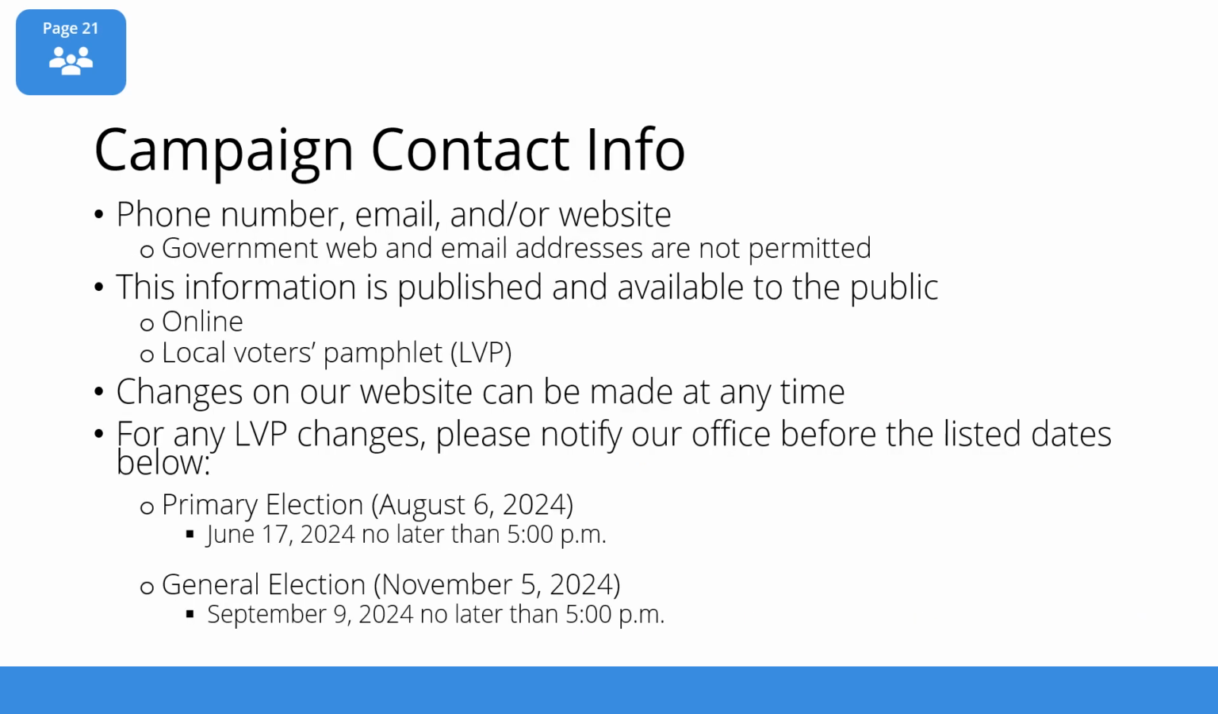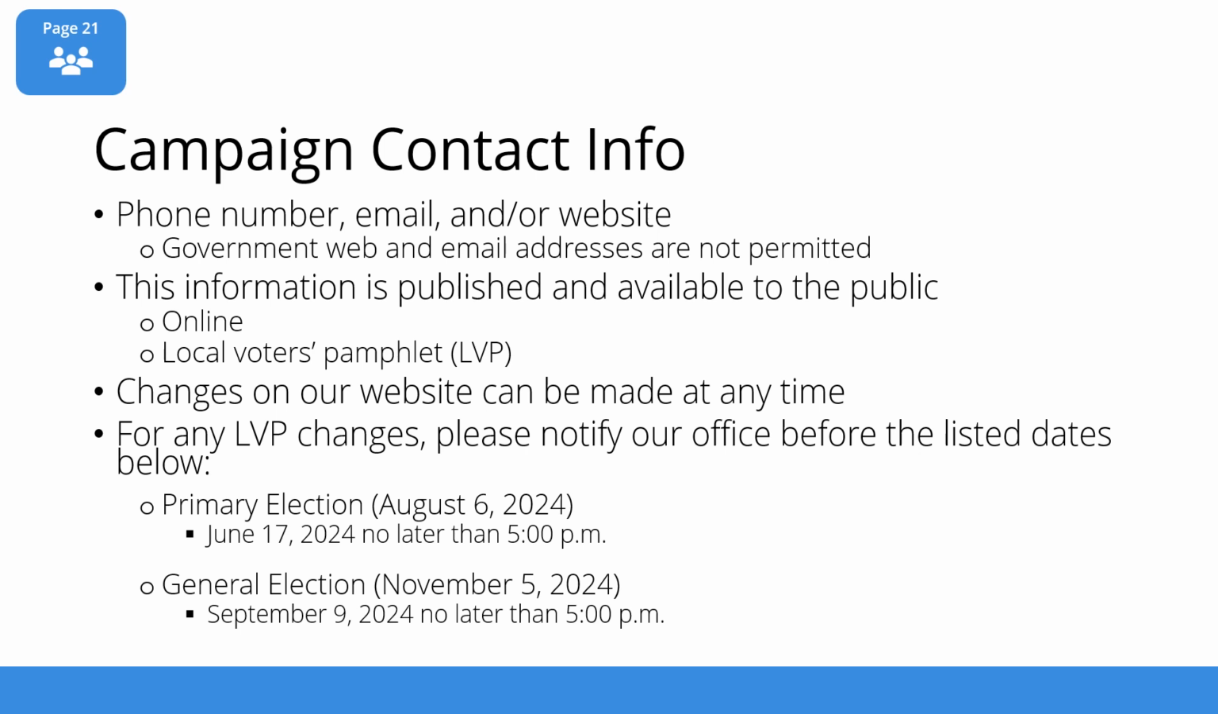Campaign contact information can be provided in the Declaration of Candidacy. Campaign contact information can be a phone number, email, and/or a website. Please note, government web domains and email addresses are not permitted. This information is published and available to the public both online and in the local voters pamphlet.